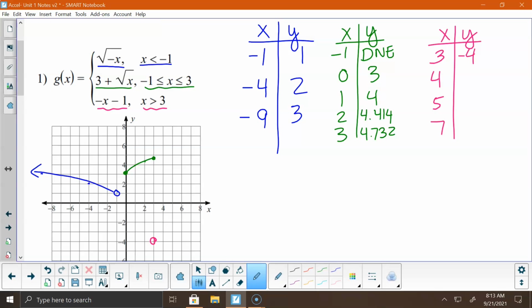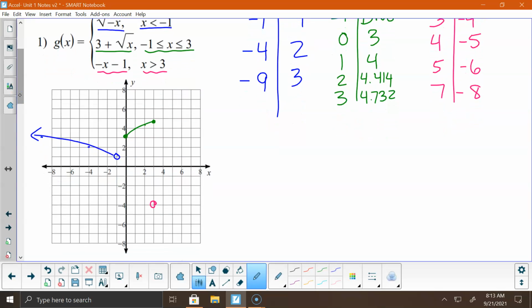-4 minus 1, -5, -6, -8, and so on. -4, -5, -6, -7, -8. And this should be a straight line going on forever and ever down to the little corner.